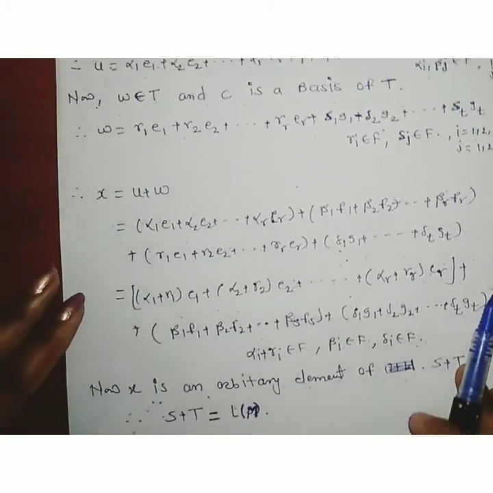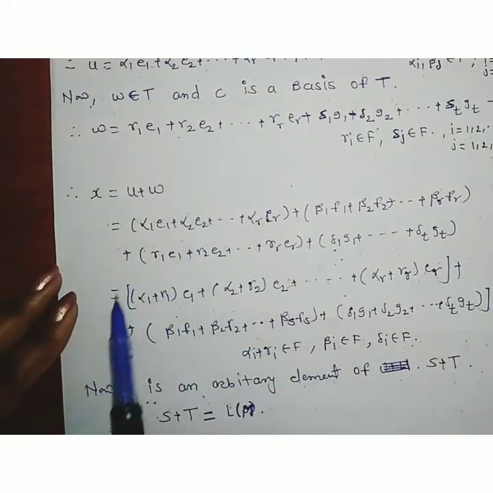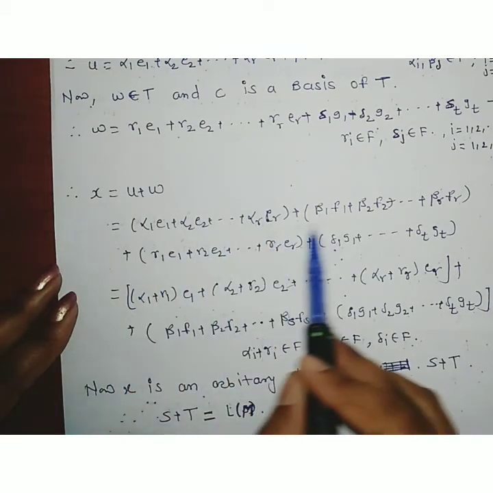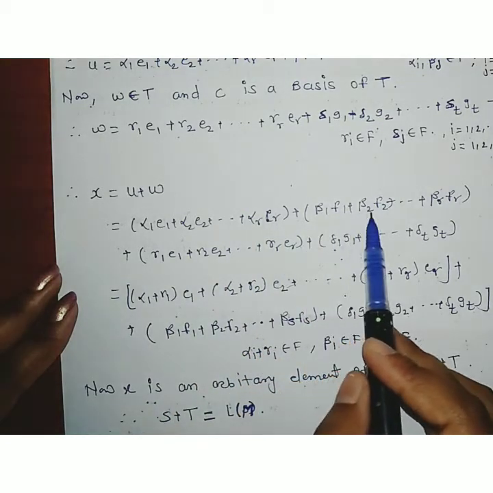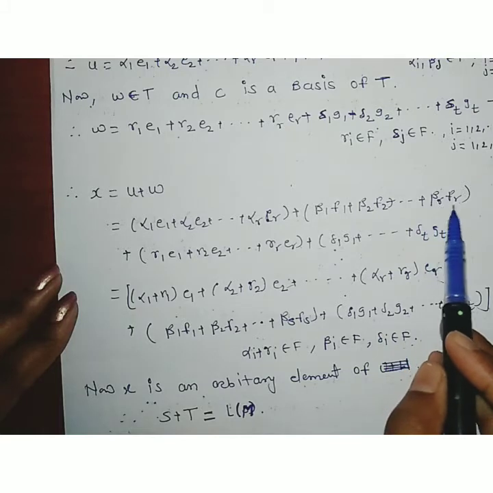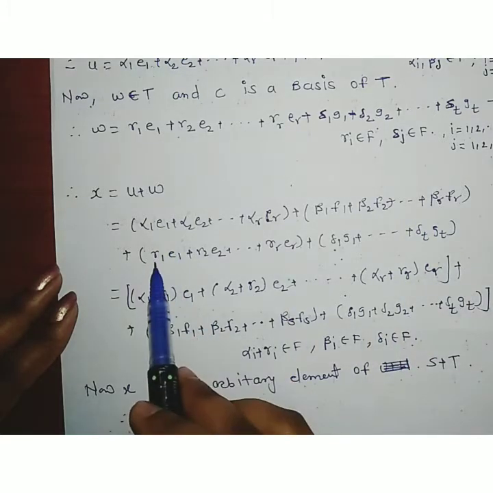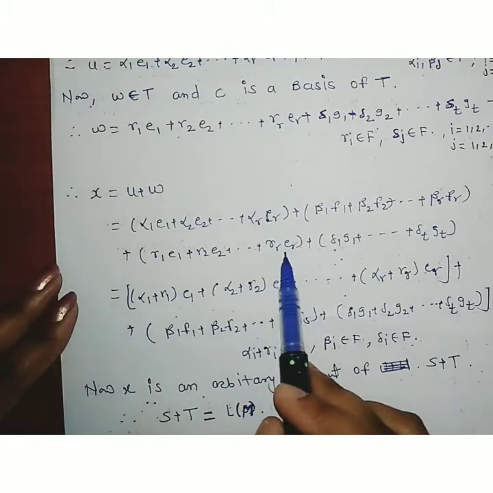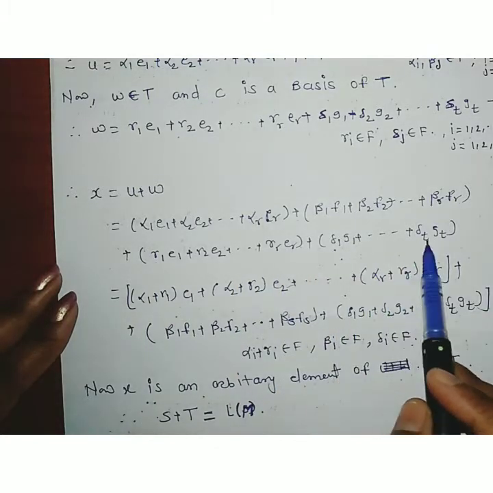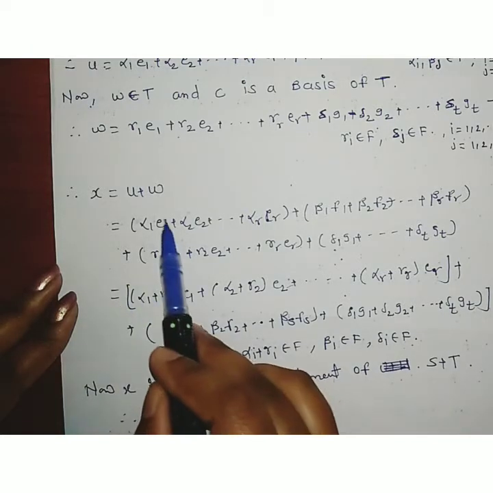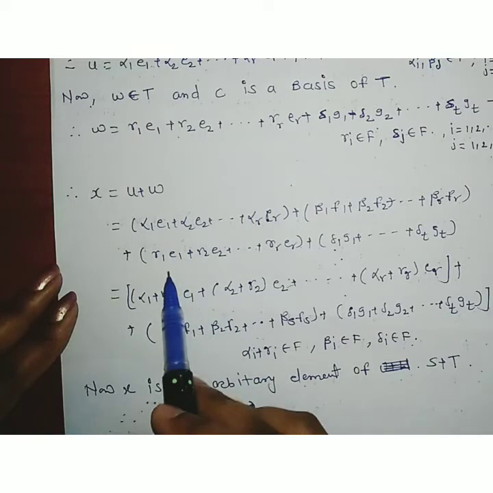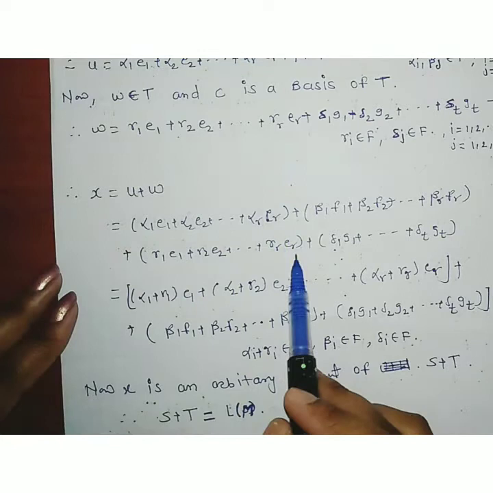So consider x is equal to u plus w. Put the values of u and w in that equation. The value of u is alpha 1 e1 plus alpha 2 e2 plus alpha r er plus beta 1 f1 plus beta 2 f2 plus, and so on, beta s fs, plus w, whose value is r1 e1 plus r2 e2 up to rr er plus delta 1 g1 plus, and so on, delta t gt. Now look at the two brackets: e1 is common, then e2 is common, up to er is common.